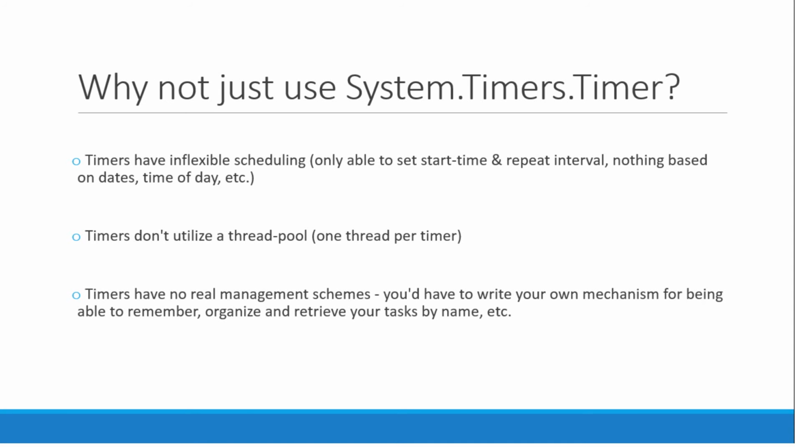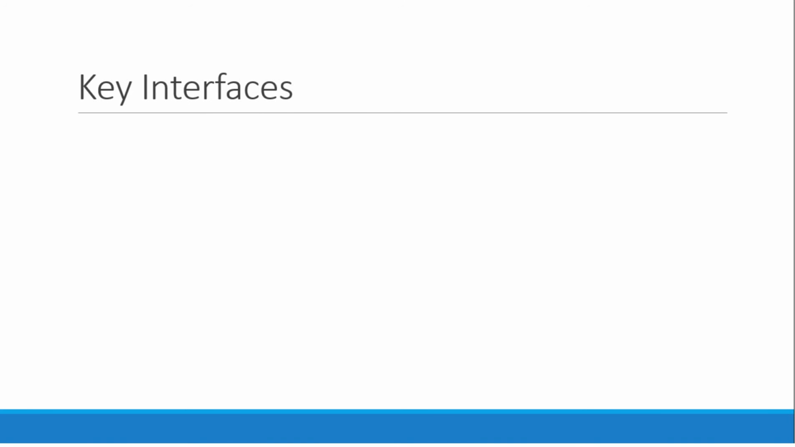And also with Quartz.NET, you can manage your jobs and triggers. With timers you can't. You will see in the demo, you can give IDs for each job and trigger, and based on them you can manage your jobs and triggers. So these are some of the advantages of using Quartz over timers.